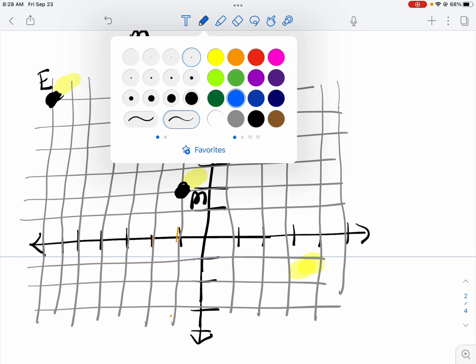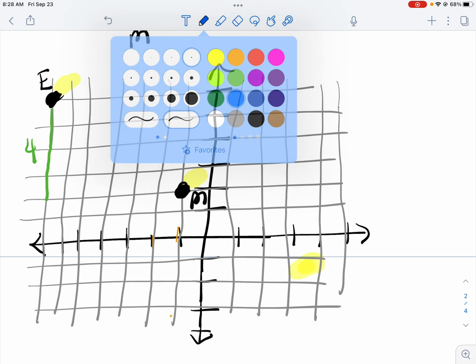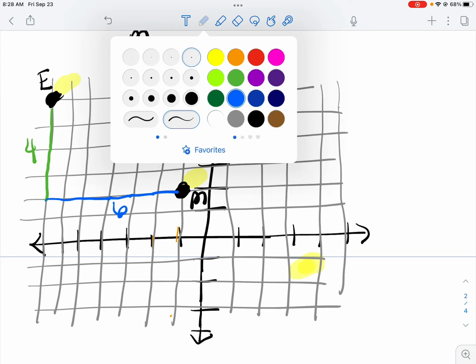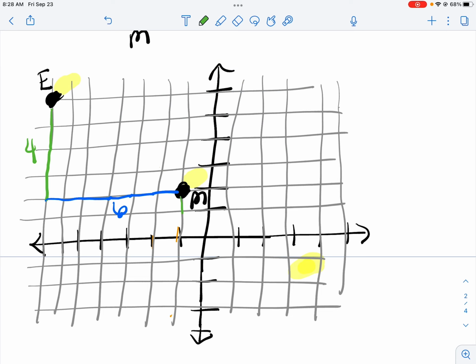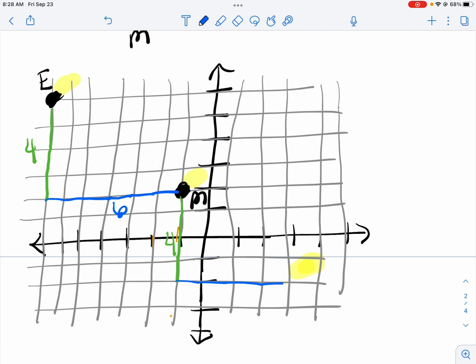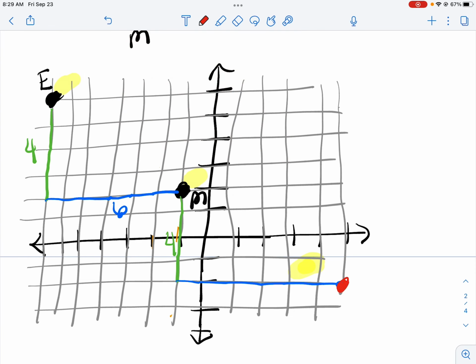To get from the endpoint to the midpoint, I go down 1, 2, 3, 4. And I move to the right 1, 2, 3, 4, 5, 6. Then I'm going to follow that same pattern. So I go down 4, and I go to the right 6. And so the coordinates of this point would be (5, -2).